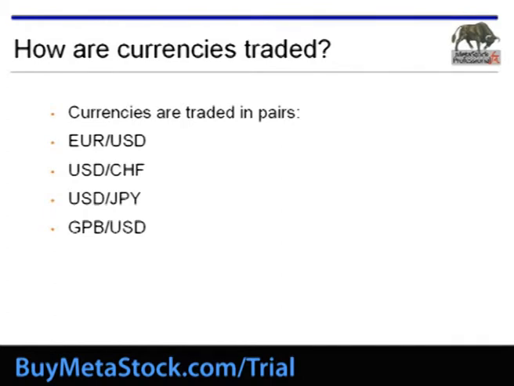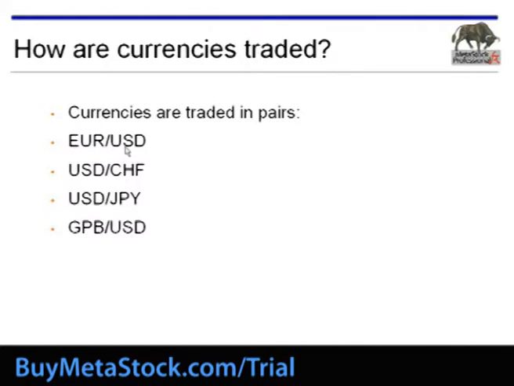So again, we mentioned the currencies are traded in pairs. You can see here EUR stands for the euro, and it's traded against USD, standing for the US dollar. In this pair, if the chart is moving up, it means that the euro is gaining strength on the US dollar. If the chart is moving down, it means the US dollar is gaining strength on the euro, because the US dollar is the second currency in the pair.